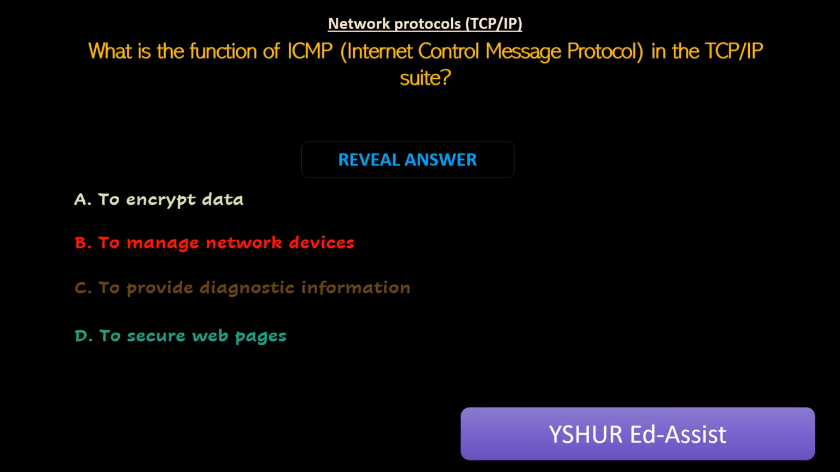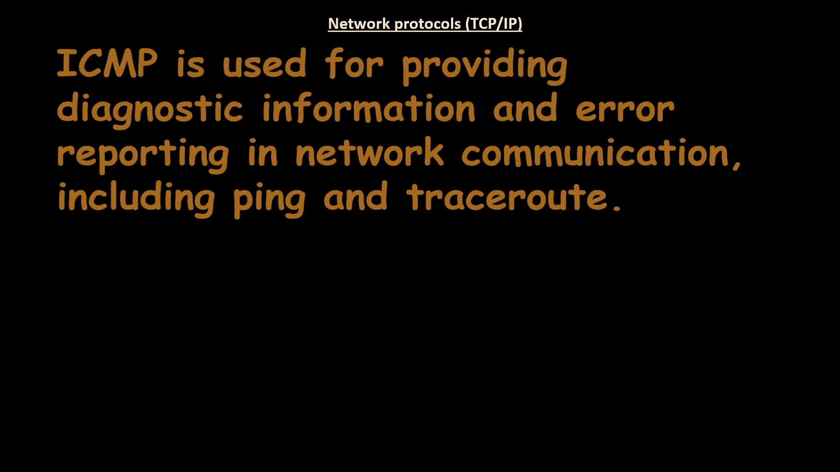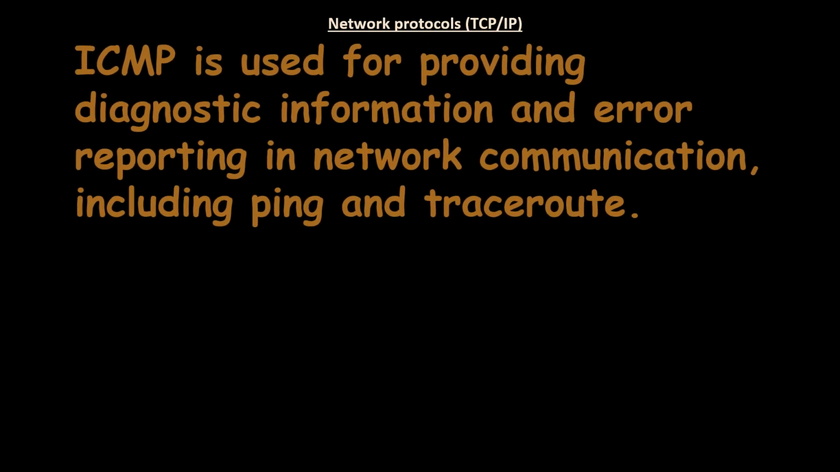What is the function of ICMP, Internet Control Message Protocol, in the TCP/IP suite? A. To encrypt data. B. To manage network devices. C. To provide diagnostic information. D. To secure web pages. ICMP is used for providing diagnostic information and error reporting in network communication, including ping and traceroute.